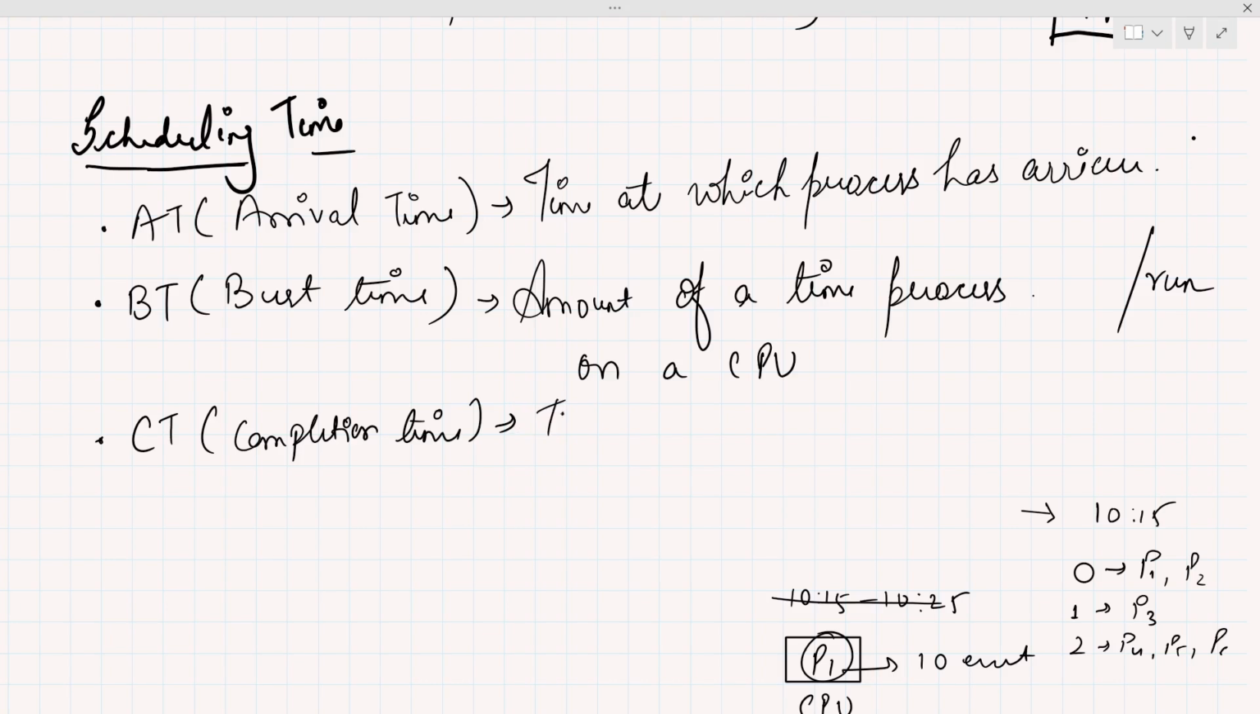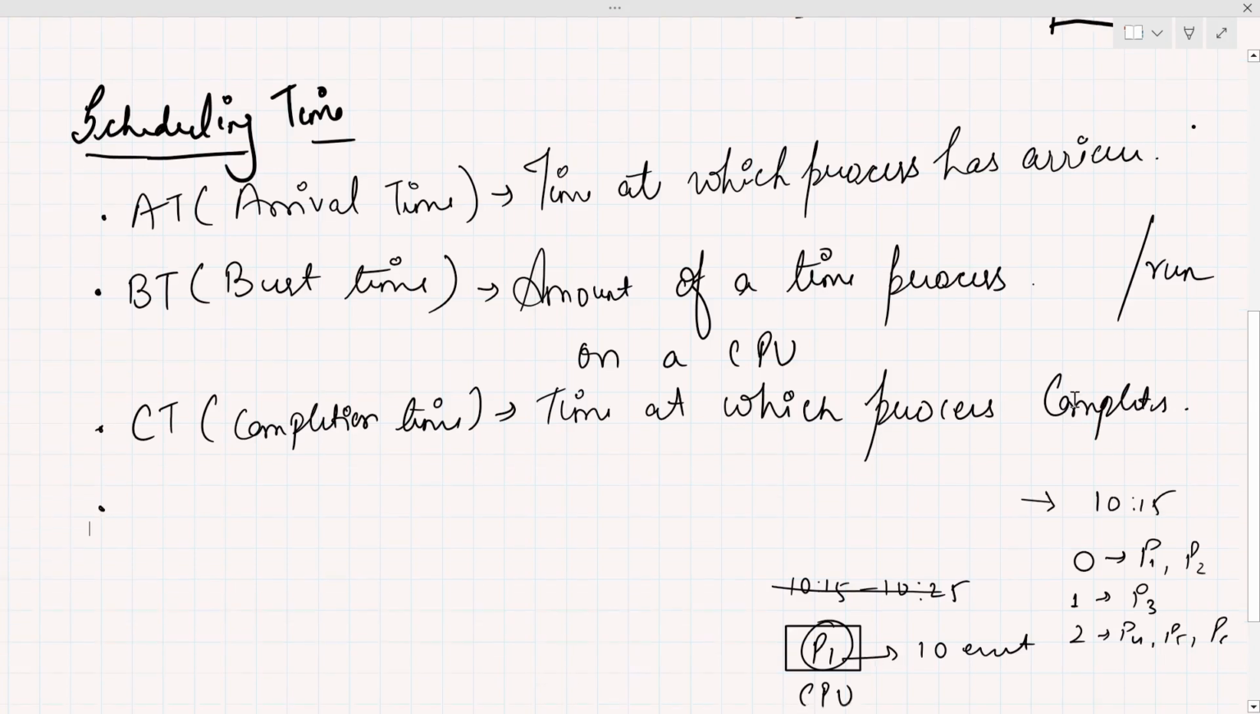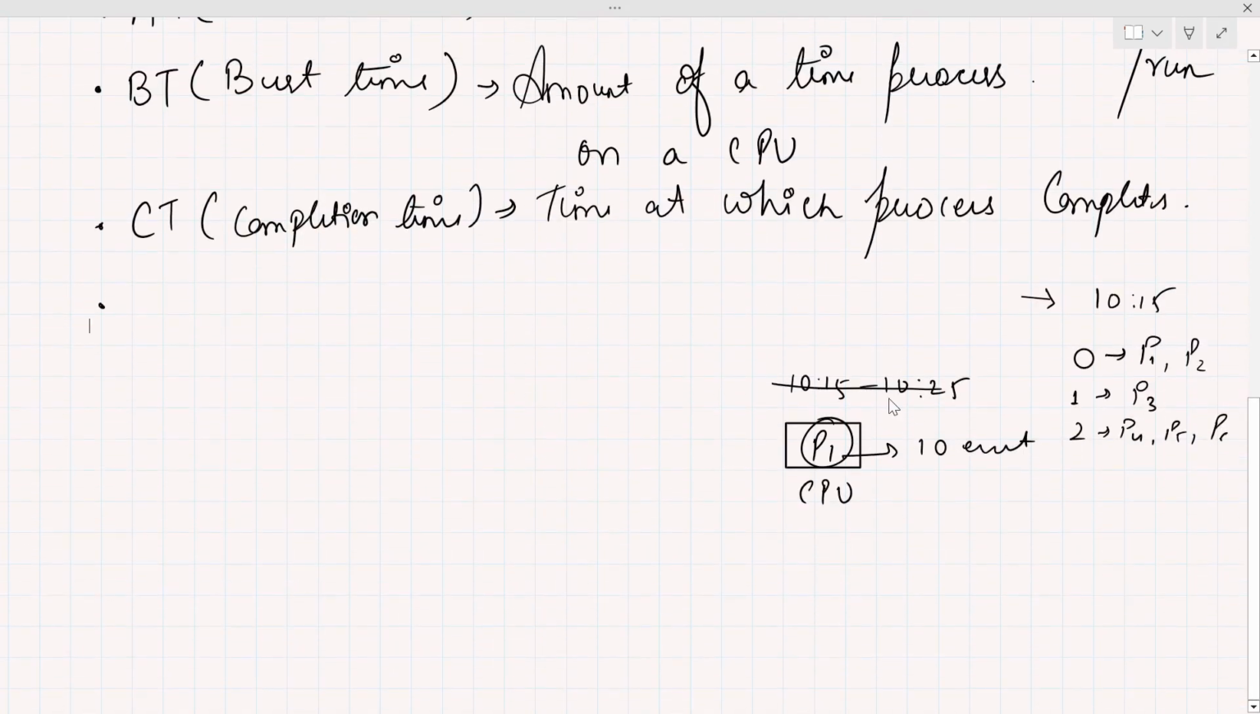The time at which a process completes is called the completion time. We will see these things when we solve a numerical. We are understanding these things in detail, how we are going to find them.